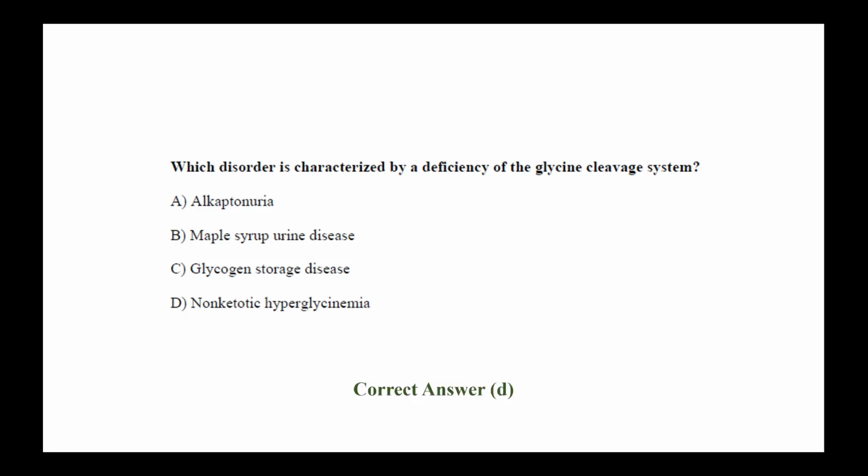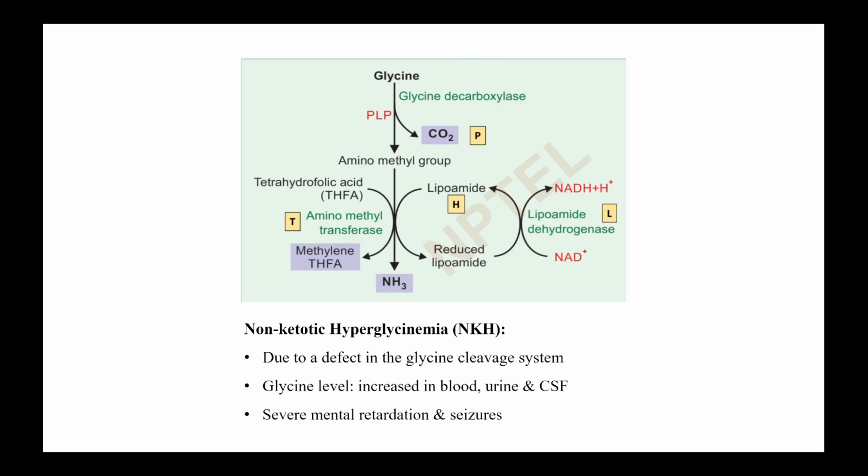Yes, option D is the correct answer. You are right. Non-ketotic hyperglycemia. So this is the glycine cleavage system where glycine is first decarboxylated by the enzyme glycine decarboxylase. So the CO2 is removed, and what we are left with is an aminomethyl group that gets converted into ammonia, and the enzyme involved is aminomethyl transferase.